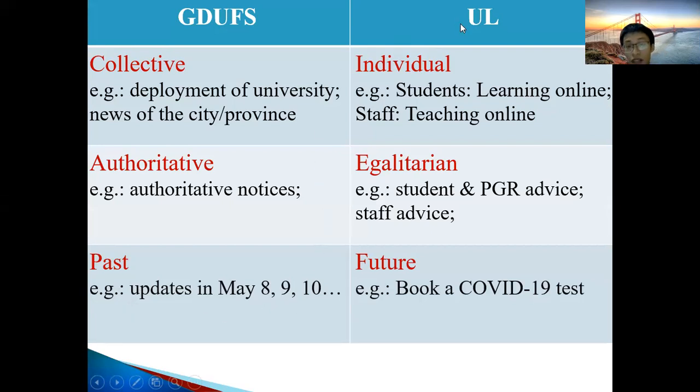However, the University of Leeds is totally different. It adopts an individual perspective, providing information like students learning online and staff teaching online. It also adopts an egalitarian perspective, like advice for student and postgraduate research and staff advice, rather than posting the notices and policies that you must follow. And also, it adopts a future-oriented perspective, introducing all kinds of future-oriented information, such as the booking, the planning, and all other kinds of future-oriented events.